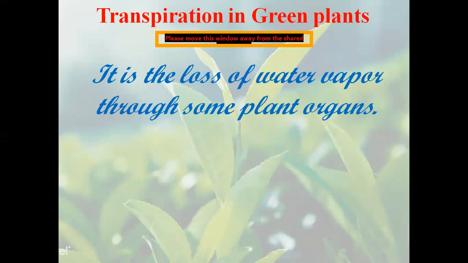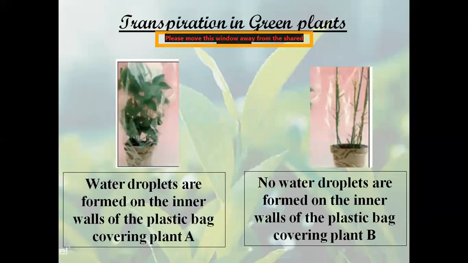What are these organs? They are the leaves. Let's check. In this experiment, we have two plants, plant A and plant B, where plant A contains leaves, while plant B lacks leaves. So this is the variable factor between plants A and B. Water droplets are formed on the inner wall of the plastic bag covering plant A, while no water droplets are formed on the inner walls of the plastic bag covering plant B.